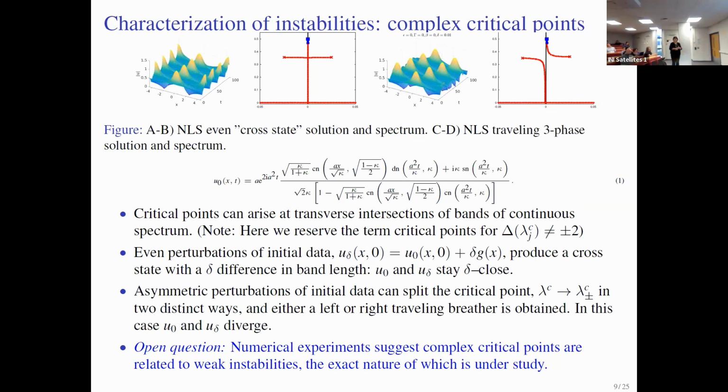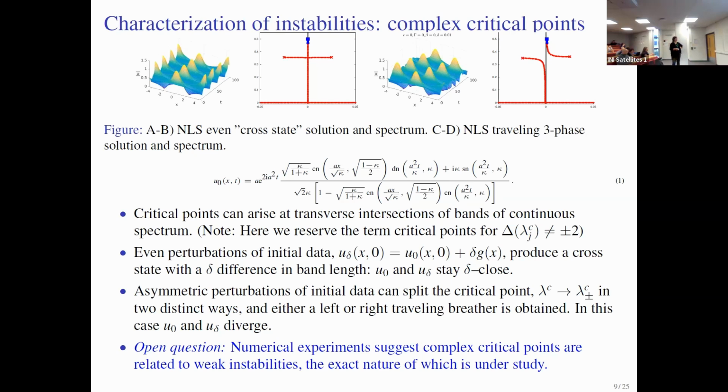So even though double points technically are critical points, we're calling them separate, just double points. And the critical points we'll be referring to as when delta of lambda j is not plus or minus 2. Also, I'll only be showing spectra in the upper half plane because of the symmetry with respect to complex conjugation going forward.